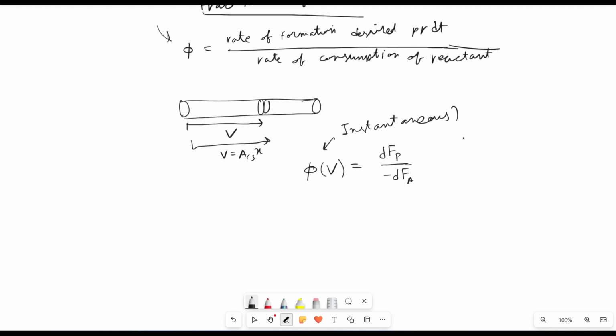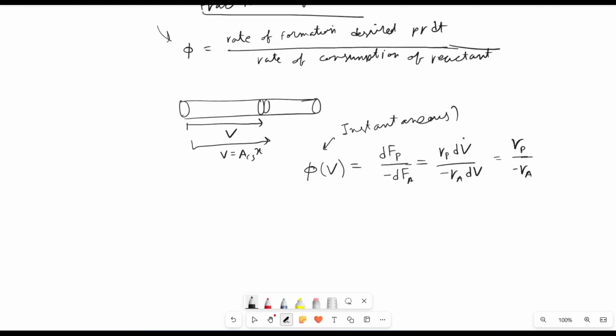Now this can again be represented as Rp dV divided by minus Ra dV, which is Rp by minus Ra. So again, at that position, the rate of formation of P divided by the rate of consumption of A is the actual definition of the yield.